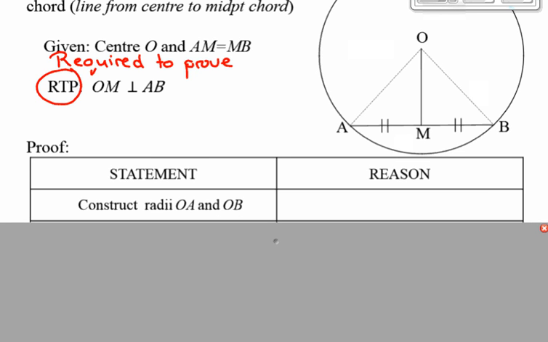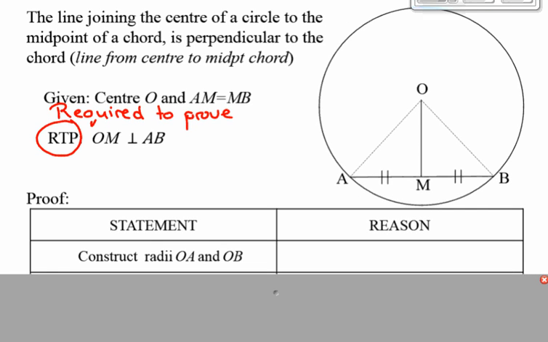Often in proofs we need to construct something, and you'll see the construction's been done because this is in fact the memo. But you would need to construct the following radii. So you would need to construct, let me put them here in green, radii OA, there's the one radius, and OB.